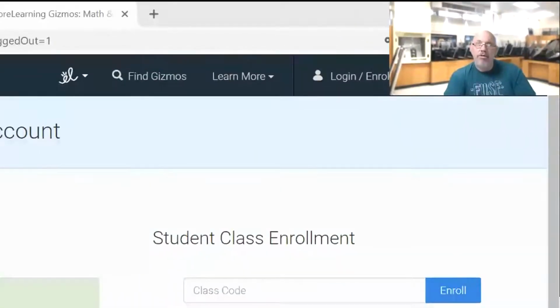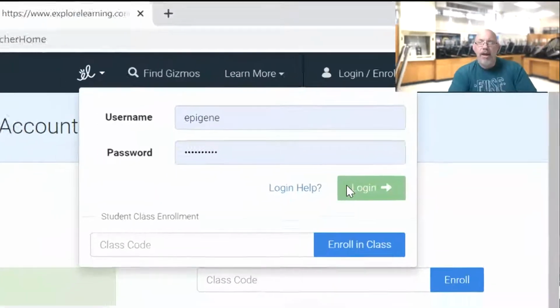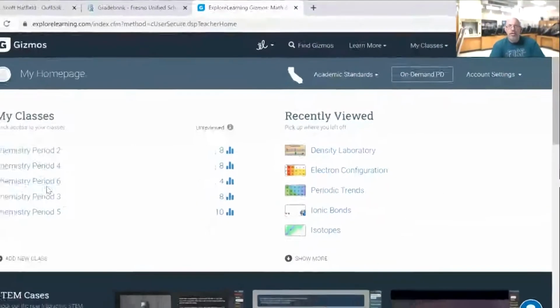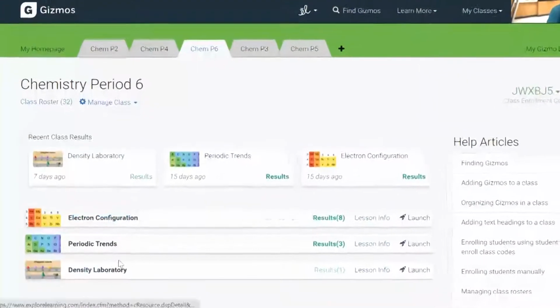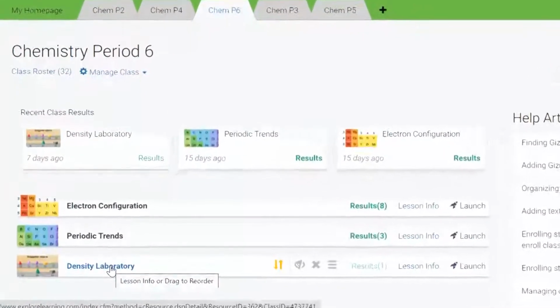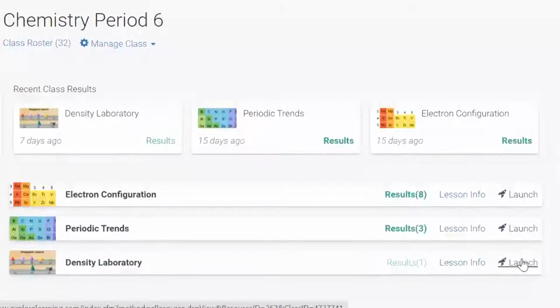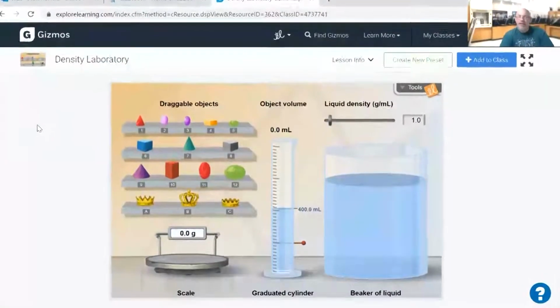Remember, in order to access gizmos, we're going to need to go to explorelearning.com. We get there, we'll log in, just like I'm doing. And once you're logged in, you'll choose your period. In my case, I'll just go to period 6. It really doesn't matter. We'll go here to the bottom where it says Density Laboratory. We'll click on the rocket icon to launch the gizmo.